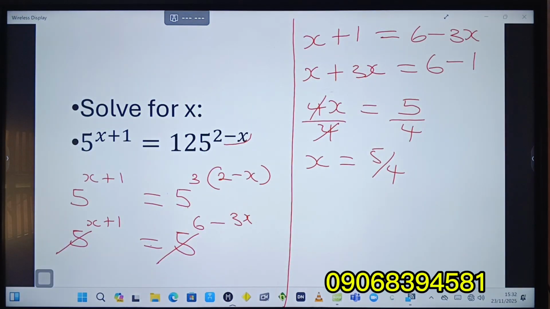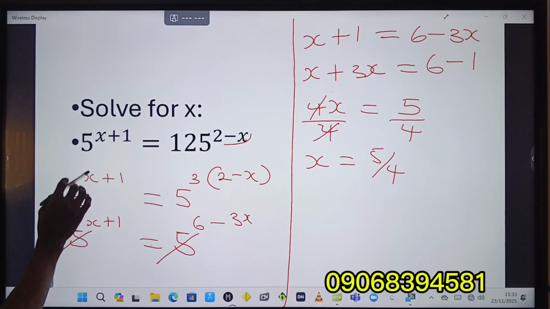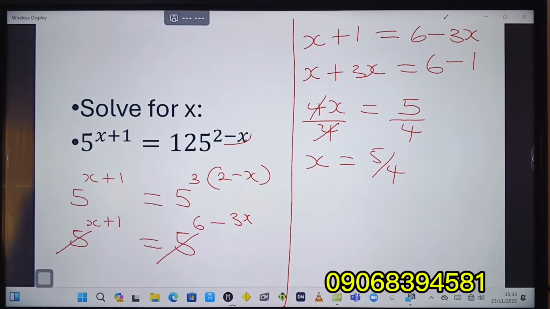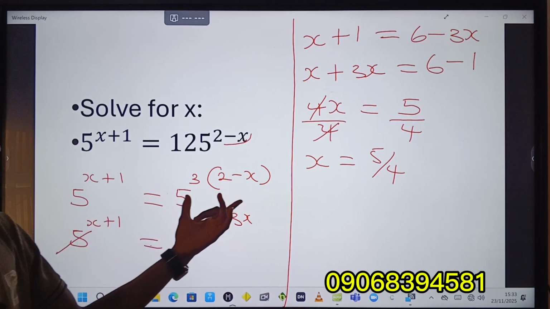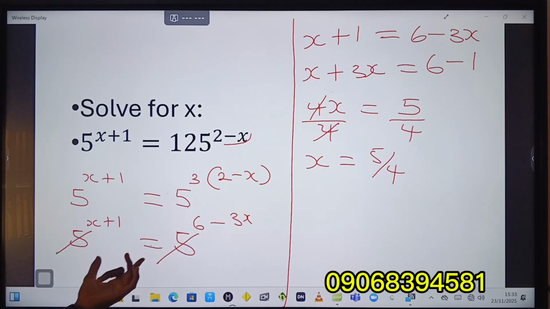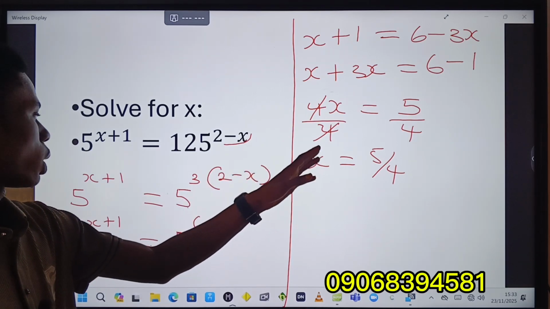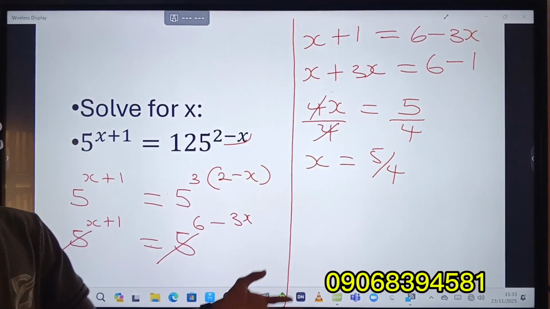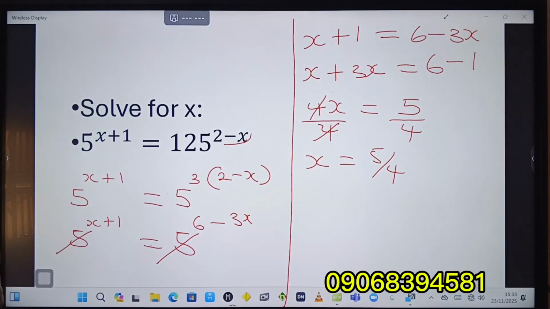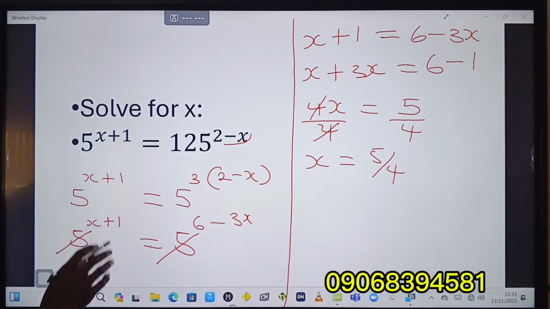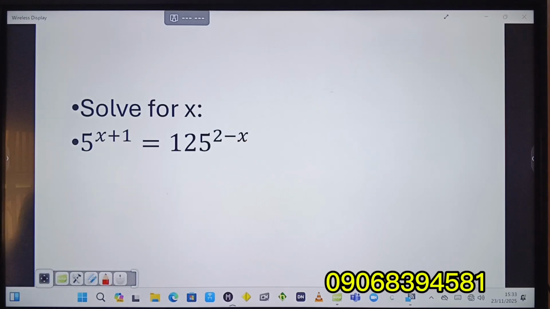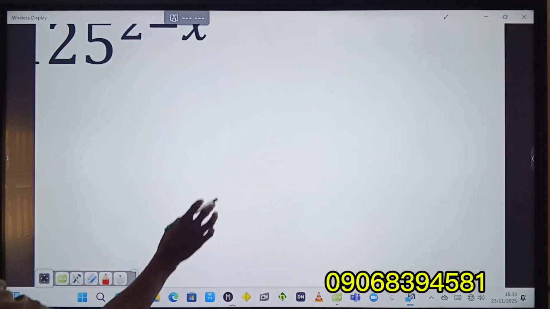Do you understand? It's very, very simple. Just follow the chain. You just have to make them the same base. You open brackets. After opening the brackets, you equate the powers because the bases will cancel themselves. You equate the powers. After equating the powers, you collect like terms and you are done. You are good to go. All right. So basically, that's the answer to that question. Let's move on to the next question.